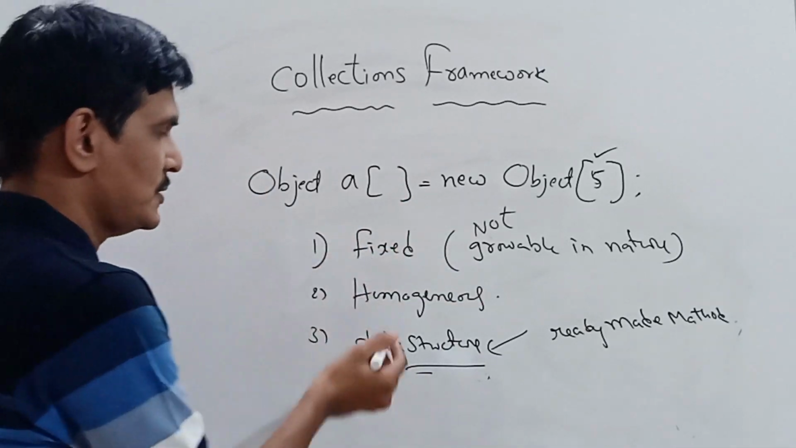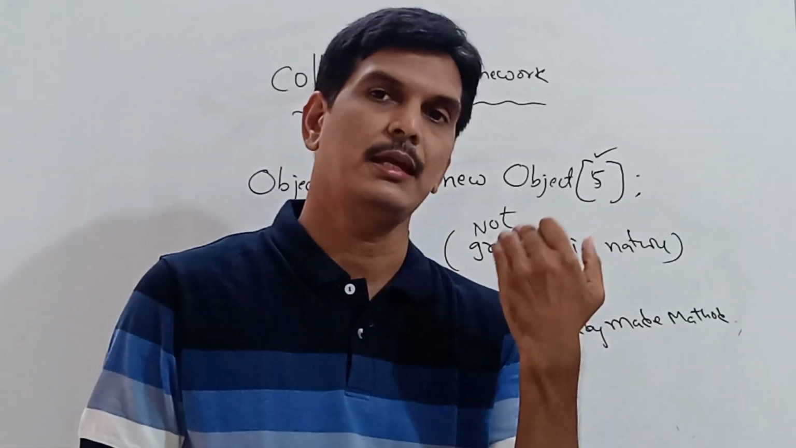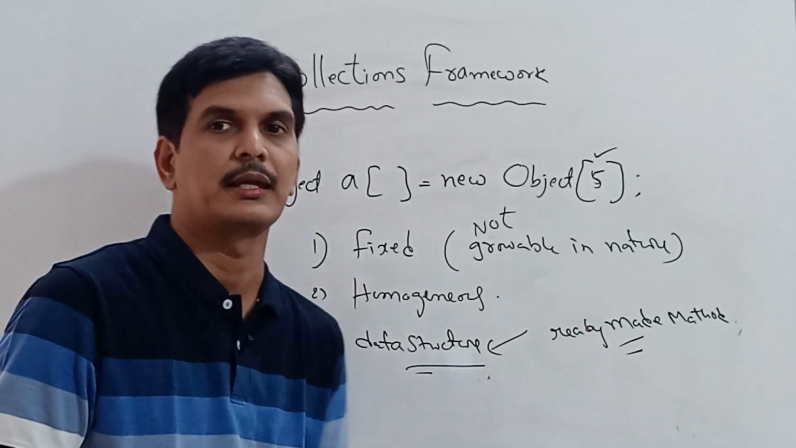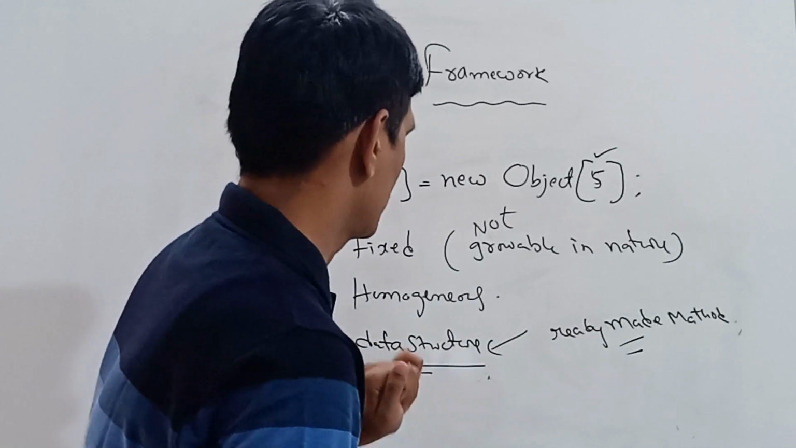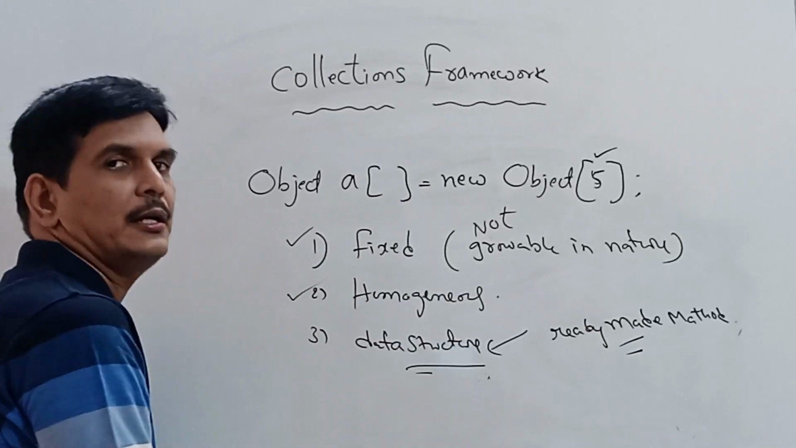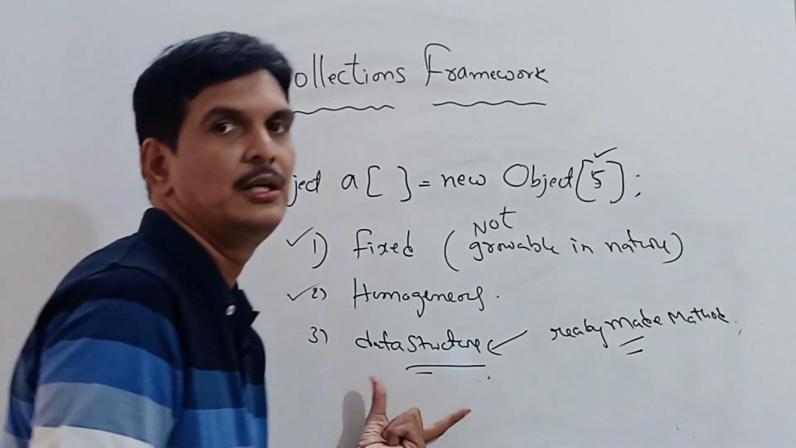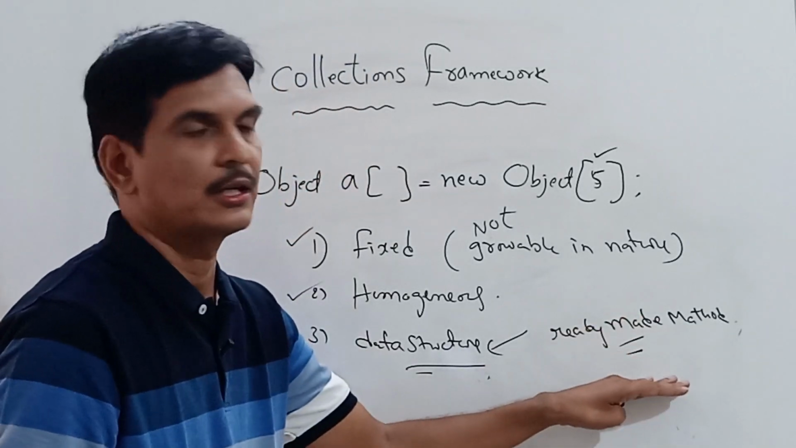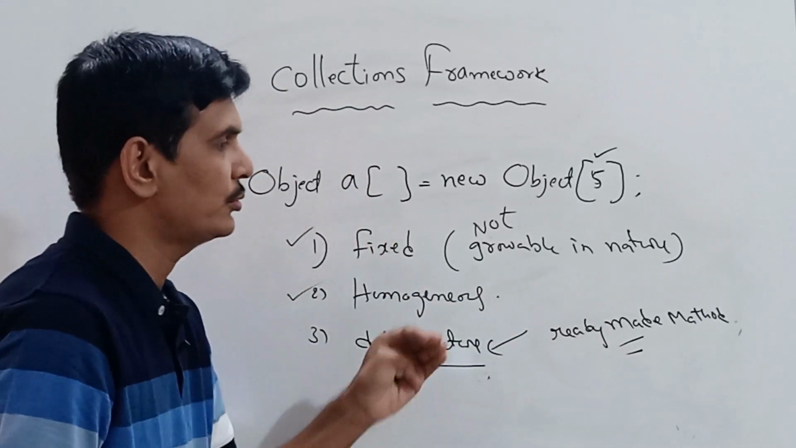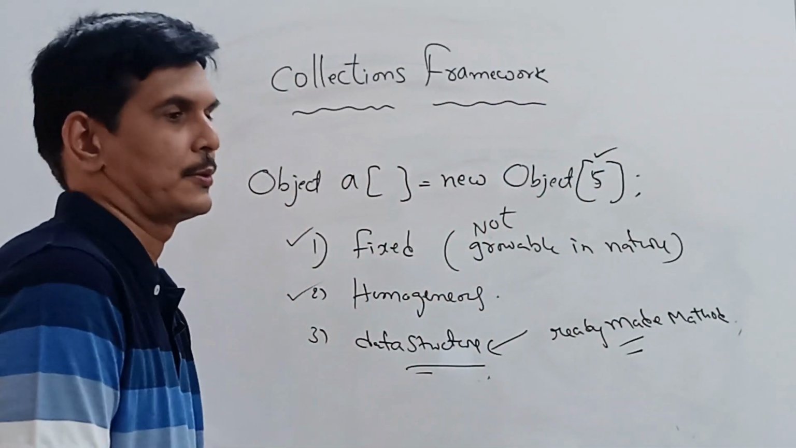Because arrays are not implemented by using any underlying data structure, that is a problem. The ready-made methods are not there in arrays. So this is one more problem. Arrays are fixed in size, arrays hold only homogeneous data, and arrays are not implemented by using any underlying data structure. So we cannot use ready-made methods, and if we want to do any operations on arrays, we have to write programming logic. These are the basic problems with the normal arrays concept.